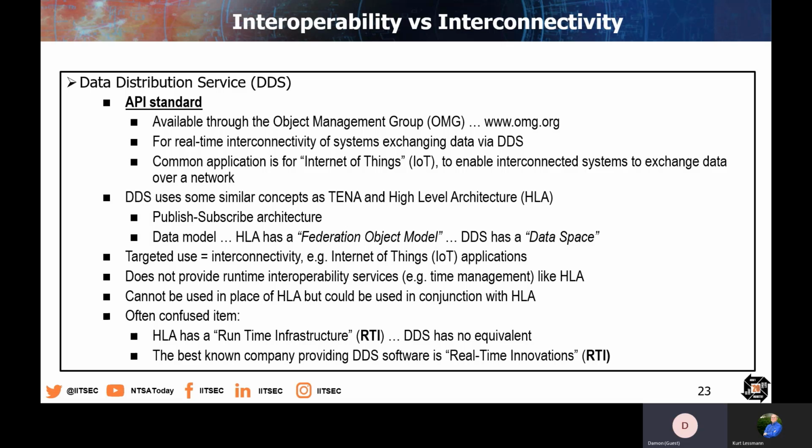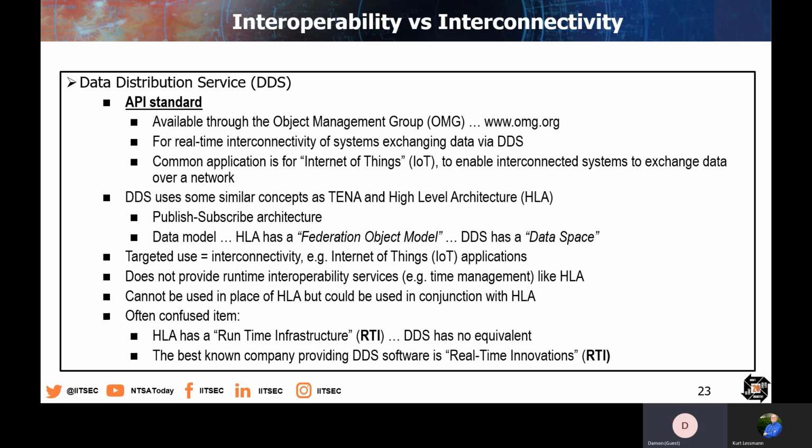It is an API standard available through the Object Management Group, OMG. It's meant for real-time interconnectivity of systems exchanging data via the DDS standard. Its most common application is for Internet of Things, making devices connect together over the Internet to enable interconnected systems to exchange data. DDS uses many similar concepts as TENA and HLA, and you'll see those here. A publish-subscribe architecture is common, and a data model, whereas HLA has something called a federation object model, or a FOM, and DDS calls a similar sort of a construct a data space.